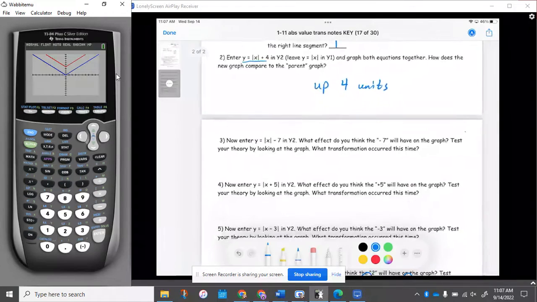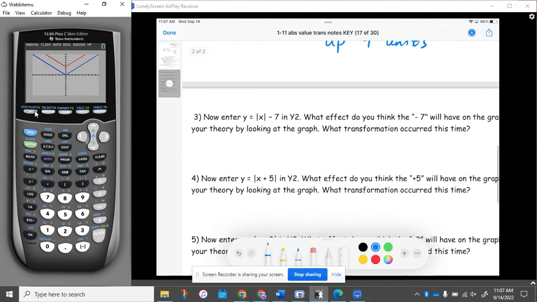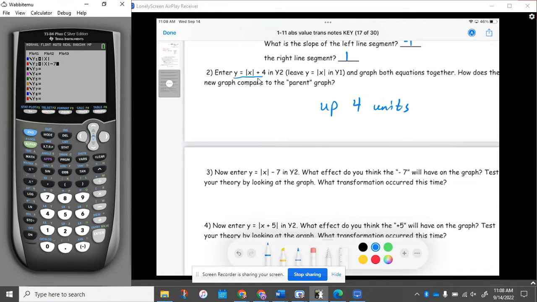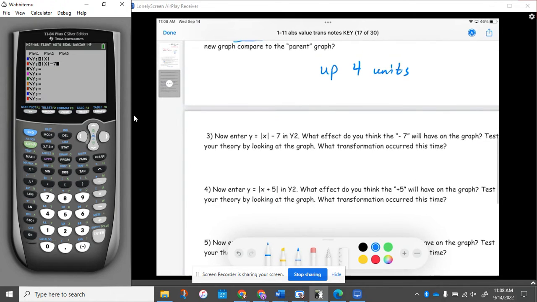Okay, so now let's look at this next one. On y2, instead of having absolute value of x +4, we're going to replace that +4 with -7. Our previous one went up by 4 when it was a +4. This time we've got a -7. So take a guess at what's going to happen, and then watch what actually does happen. First, we have our original parent function right there. Then our new one with the -7. And look at that. Just like we were expecting, the whole thing was shifted down by 7 units.